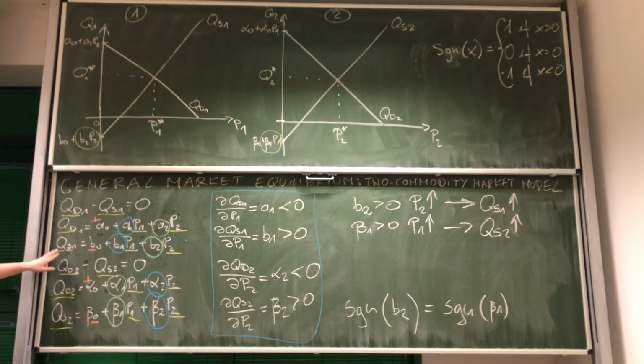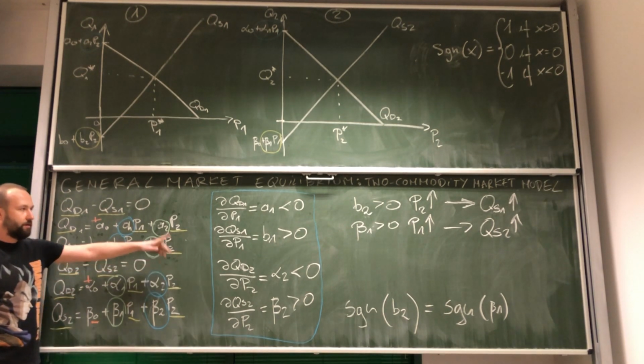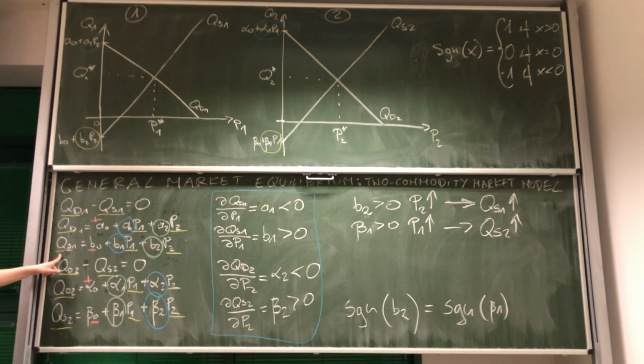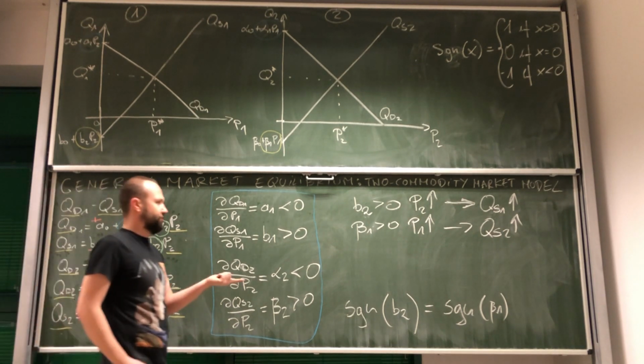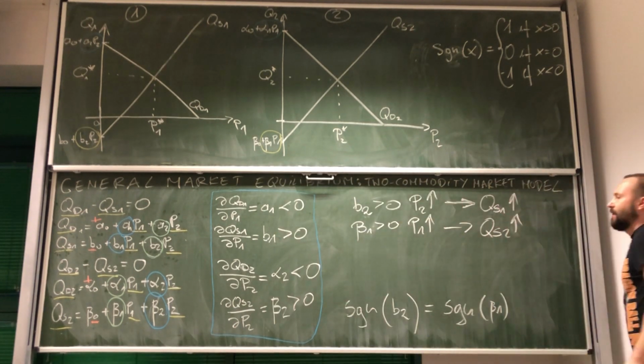For a second, we've got a situation where the price of good 2 goes up, and now we want to produce more of good 1. Price of good 2 goes up, we want to produce more of good 1. Where could we see a situation like this?